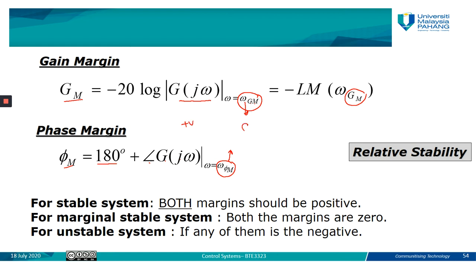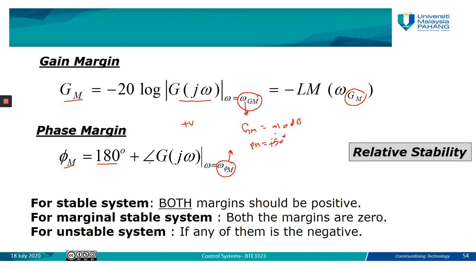So if you say gain margin equal to 10 dB, that means 10 dB is positive. And phase margin, for example, equal to 150 degrees, so positive. So both are positive, so our system is stable.